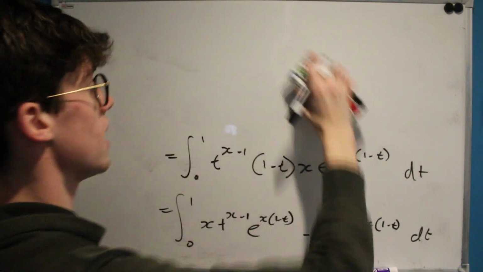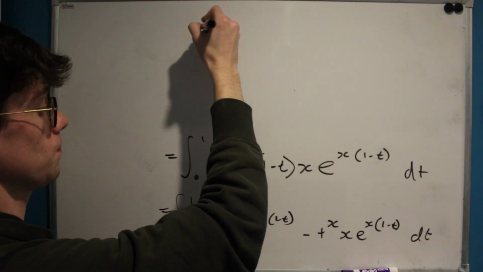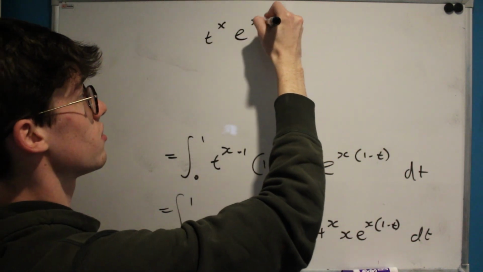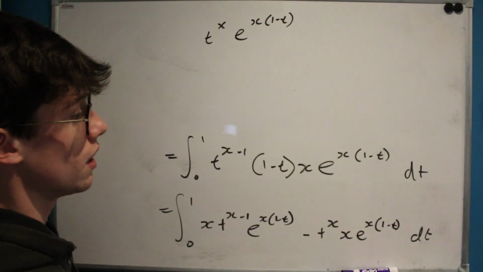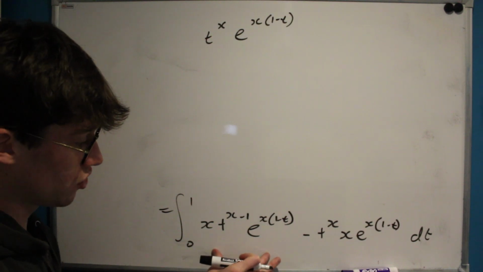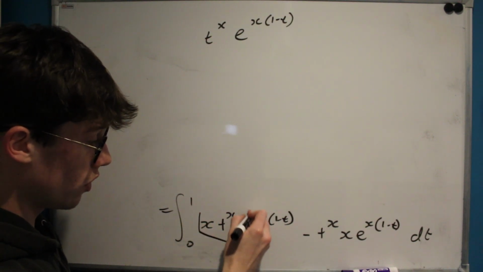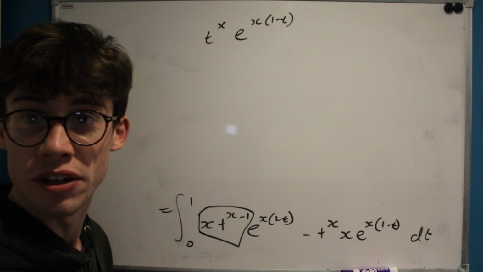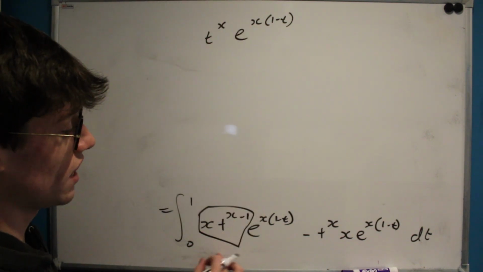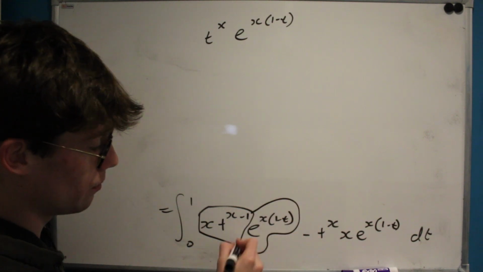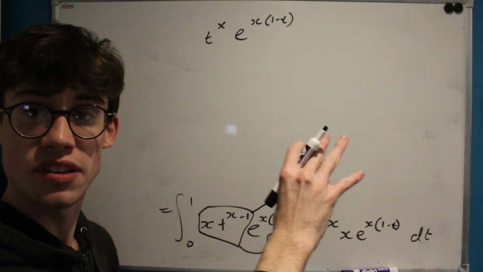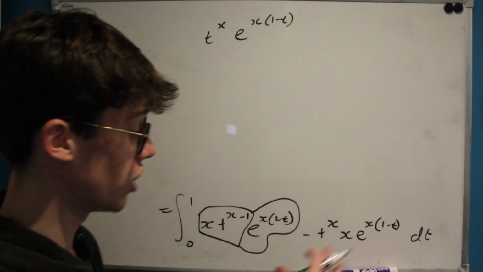And this function is, and I'll convince you of this in a second, t to the x multiplied by e to the x times 1 minus t. And of course this becomes quite obvious when we look at each term. So here we've got x times t to the x minus 1. Now that's clearly what happens when we take the derivative of t to the x, and then we've kept our exponential term the same. And of course that's what we do with product rule. We differentiate, keep the same, plus the same, and differentiate.